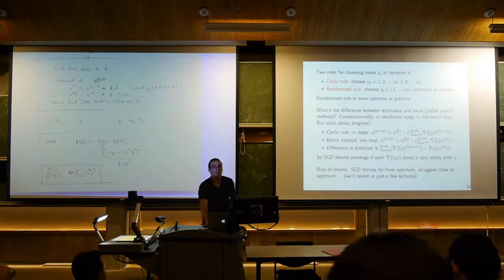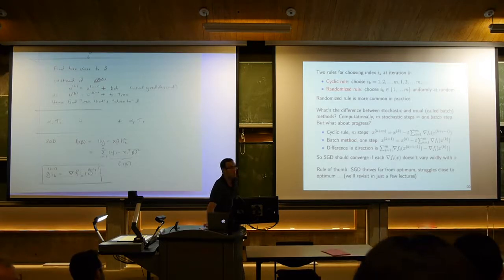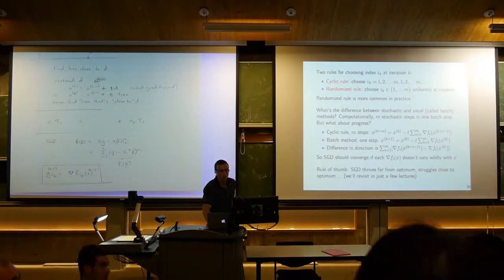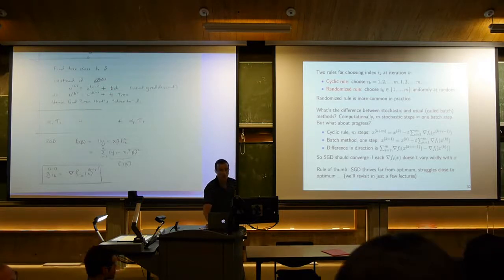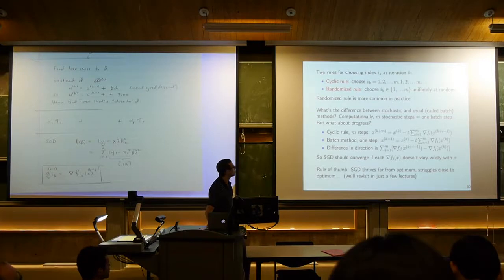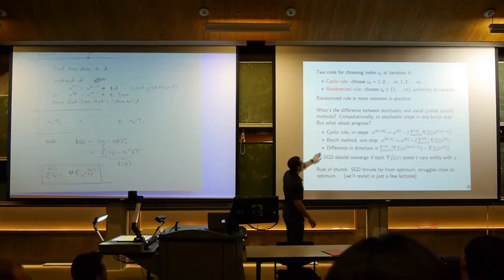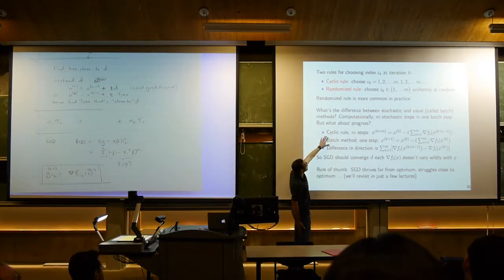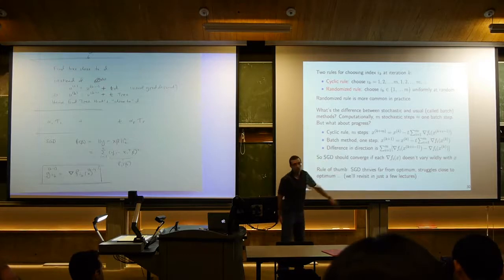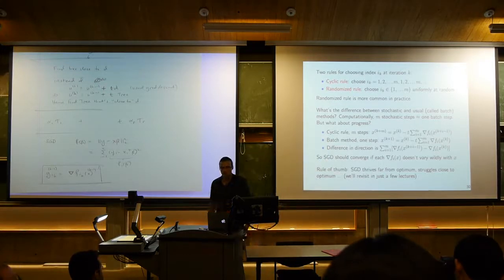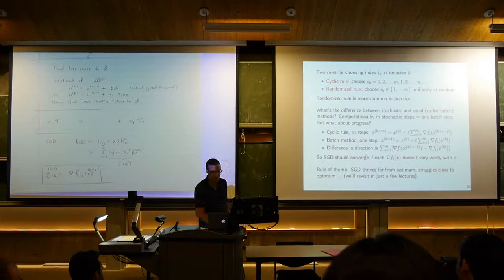What about the progress that you make? Right, that's what we're going to talk about here. So what about the progress that you make after m steps? For simplicity, I've written down the cyclic rule, just so we can think about that. It's a bit simpler to think about in this setting. So m steps of the cyclic rule look like this.